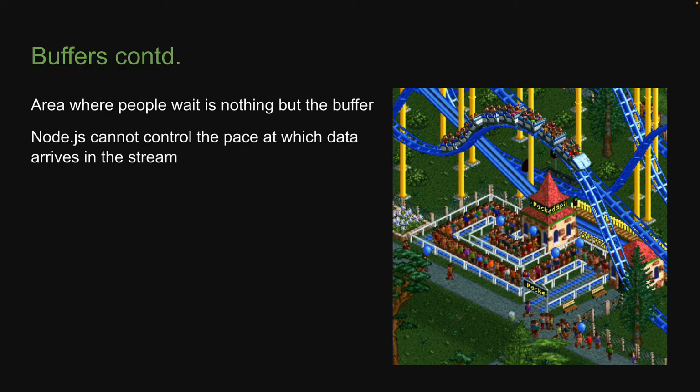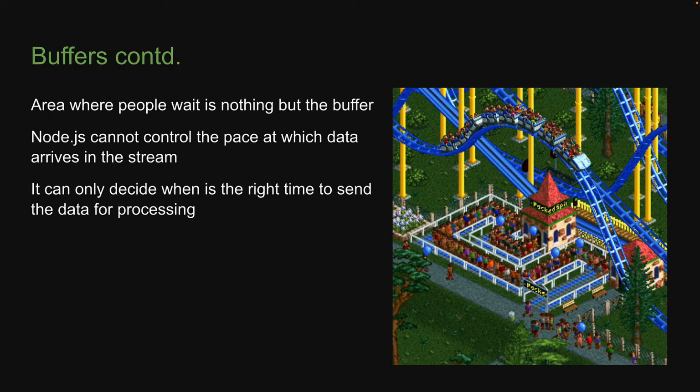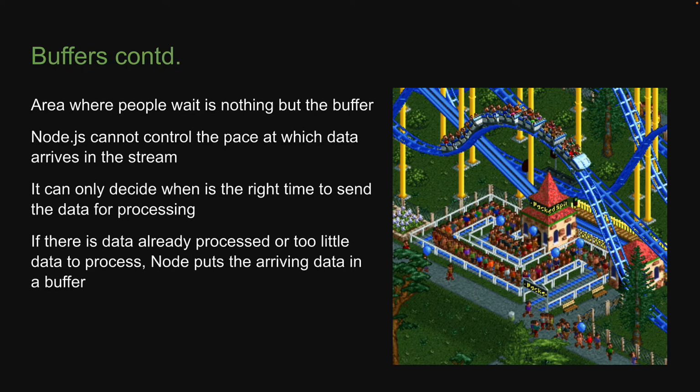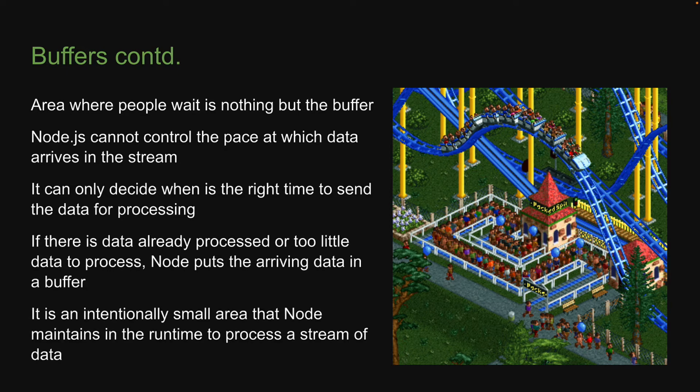Node.js cannot control the pace at which data arrives in the stream. It can only decide when is the right time to send the data for processing. If there is data already being processed or too little data to process, Node puts the arriving data in a buffer. It is an intentionally small area that Node maintains in the runtime to process a stream of data.